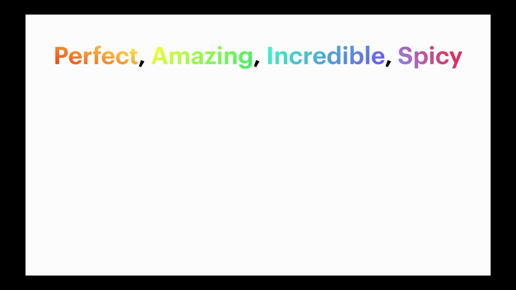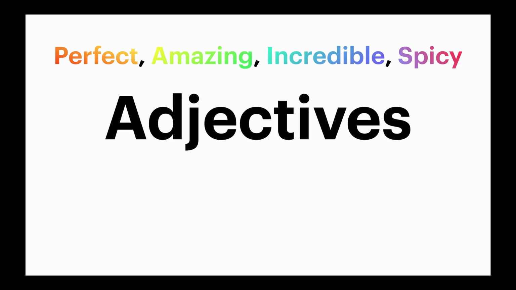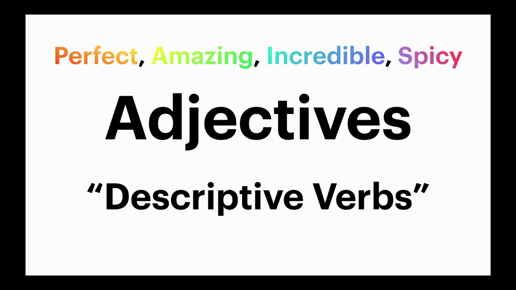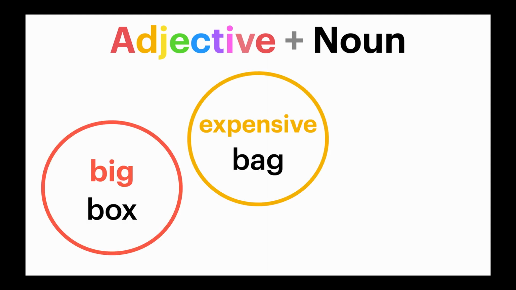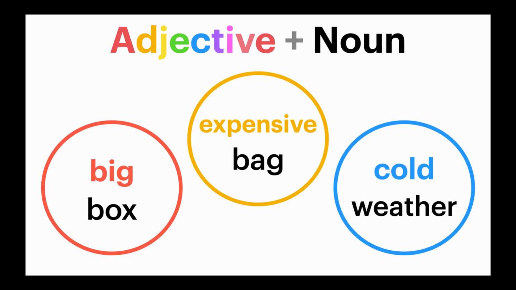Today, it's time for some perfect, amazing, incredible, and spicy adjectives, also known as descriptive verbs. The reason they're called descriptive verbs when referring to Korean grammar is because in Korean, adjectives function like verbs. You'll see what I mean in a future video, but for today, let's start easy with how to put an adjective in front of a noun. This would be something in English like big box, expensive bag, or cold weather.